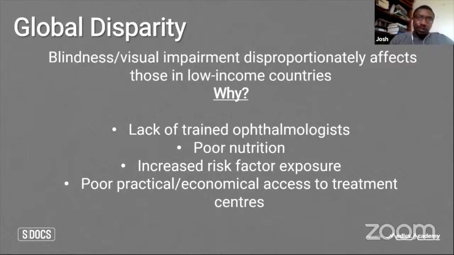And also in some of these countries or areas, the demographics are such that there can be poor practical access to treatment centres: more rural communities, less infrastructure access for them to get to urban areas where the treatment centres might be, and or economic access to treatment centres, which may cost money to see an optician or see the ophthalmologist. That may be a barrier for people to prevent treatment, which may later on progress to blindness or full visual impairment.